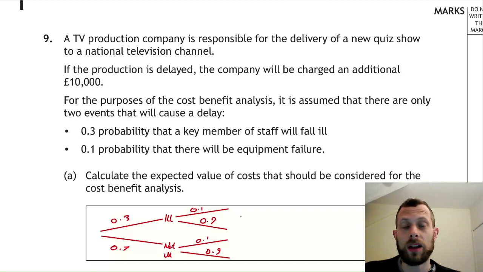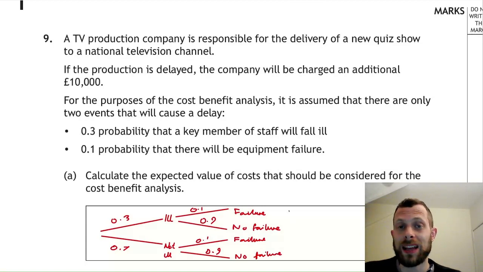So now we can find the probability for each of these combinations of events. So what about the key member of staff falling ill and there being an equipment failure? Well, that will be 0.3 multiplied by 0.1, so a 0.03 chance of that. And likewise we can do this for the other combinations of events.